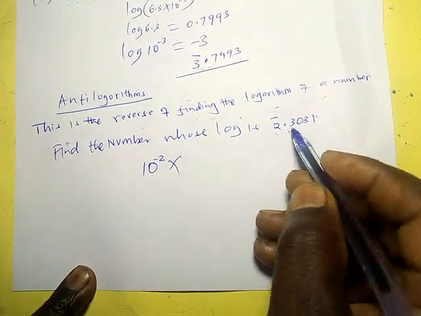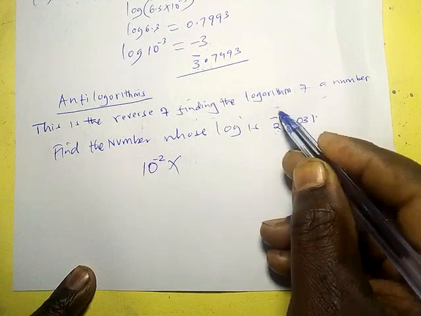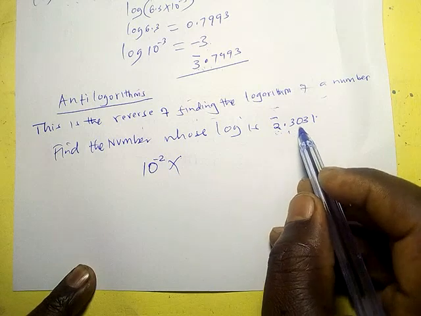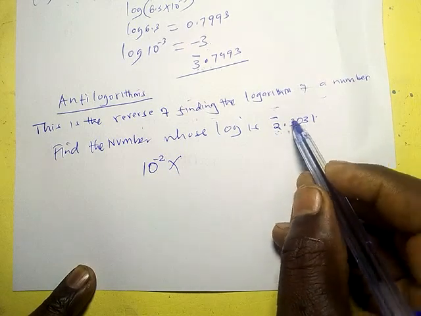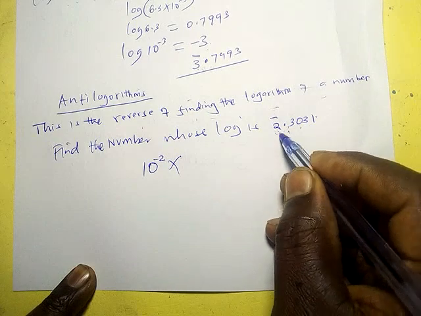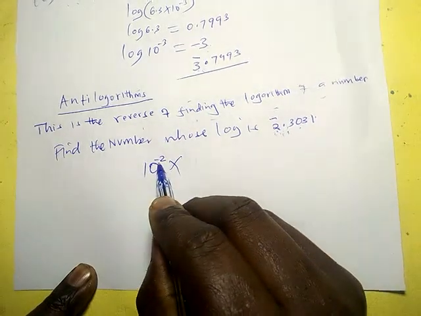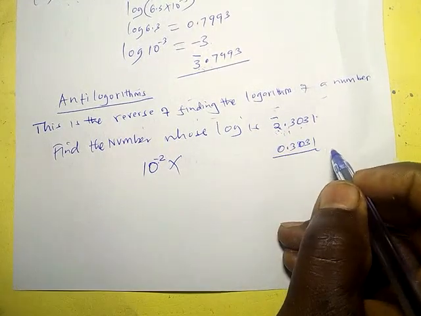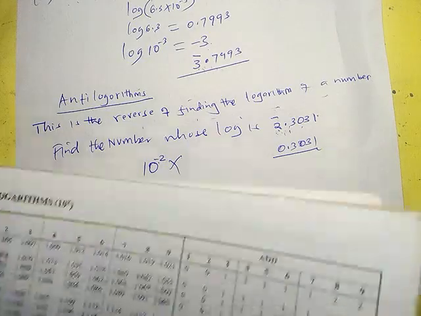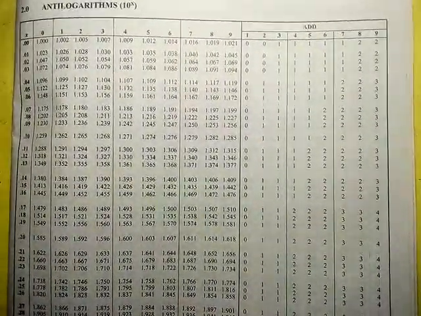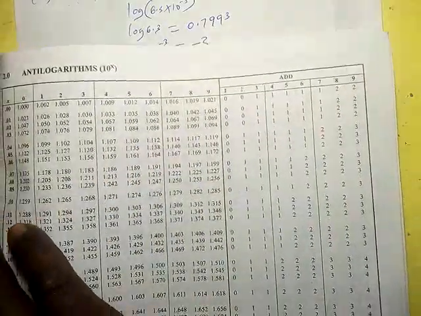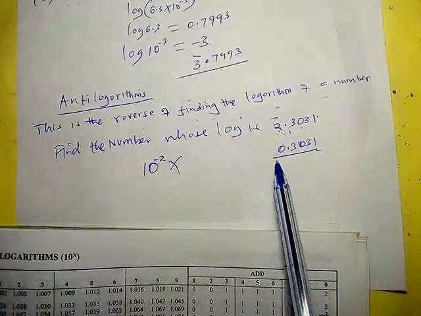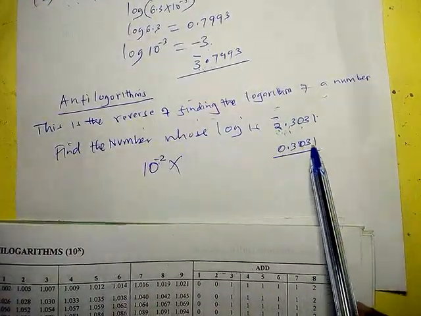We are done with the characteristic. Now we go to the table of anti-logarithms and find the number. What is remaining here, after removing the bar 2 which I have used, is 0.3031. You go to the table of anti-logarithms. This is the table of anti-logarithms to base 10. So I want the anti-logarithm of 0.3031.